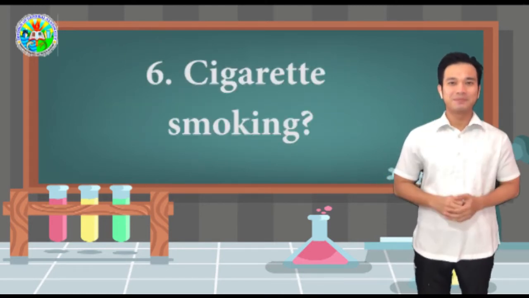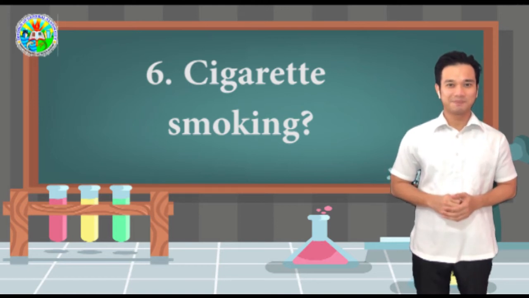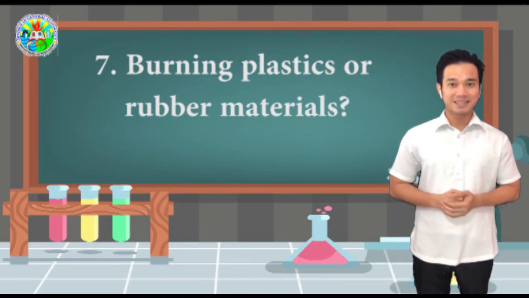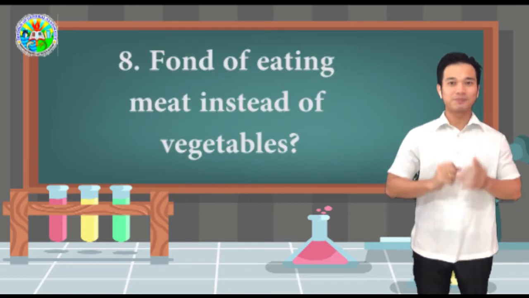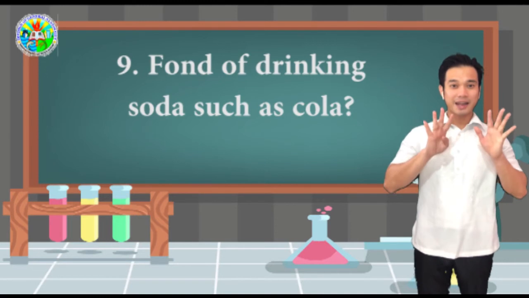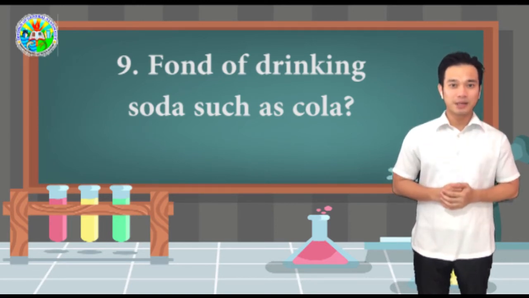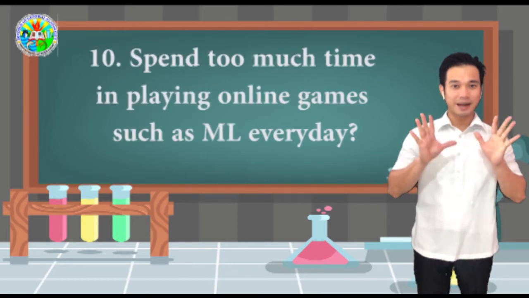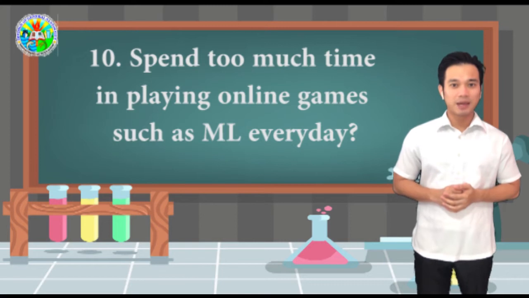Number 6. Cigarette smoking? Number 7. Burning plastics or rubber materials? Number 8. Fond of eating meat instead of vegetables? Number 9. Fond of drinking soda such as cola? Number 10. Spends too much time playing ML and online games every day.